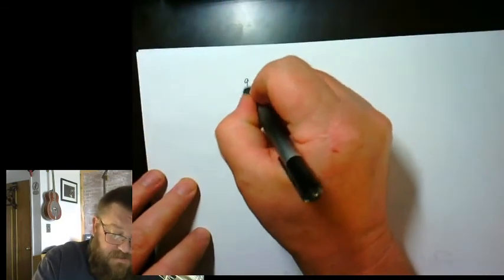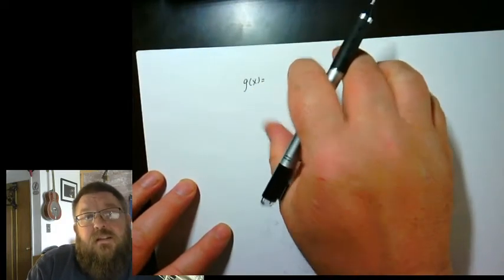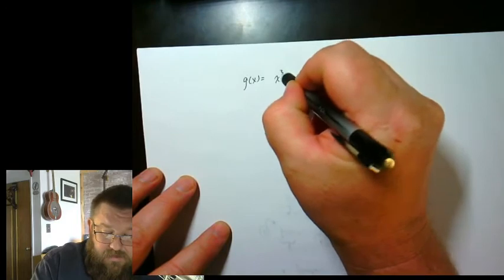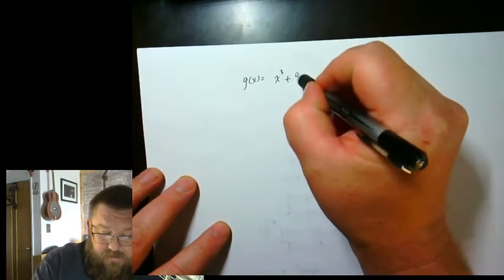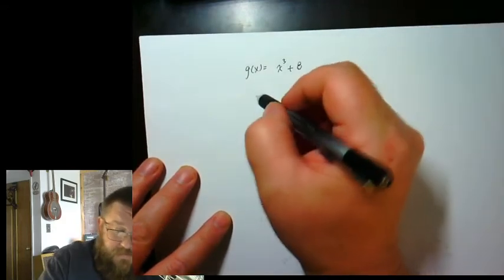Let's see another example. Let's say that we had g of x was equal to, oh boy, let's say x cubed minus, no, plus 8. Let's say that was it. And let's say we wanted to find the inverse of that. Well, here's what you do.